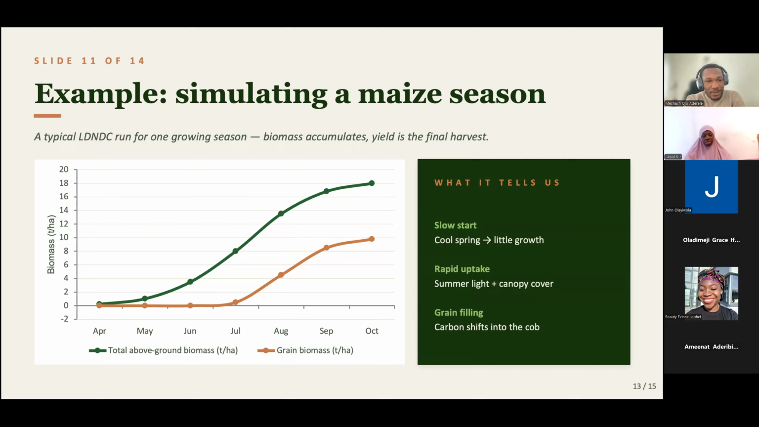So here now, you plant it in April and you can just see how the biomass begins to increase. If you look at the plots, you will see that usually there's a slow start. So it will start slowly, then it gets to a point where there will be a rapid uptake, then it will get to a point where you have the grain filling. And the grain filling is when the carbon begins to shift into different parts of the crop.